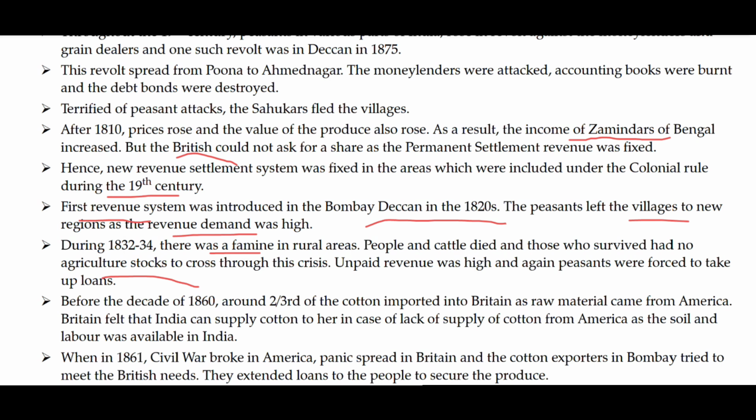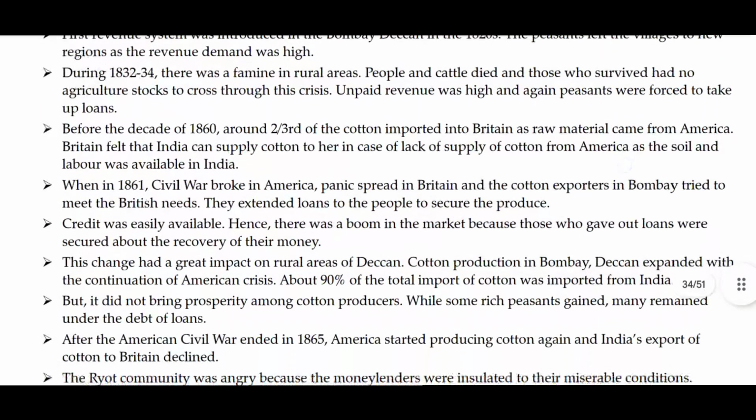Unpaid revenue was high and again peasants were forced to take up loans. Before the decade of 1860, around two-thirds of cotton imported into Britain as raw material came from America. Britain felt that India could supply cotton to her in case of lack of supply from America, as the soil and labor was available in India.